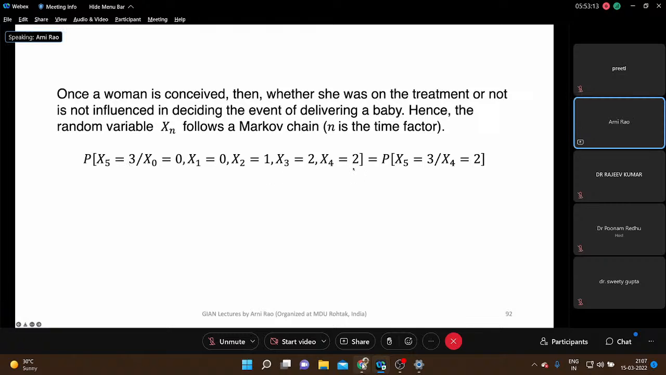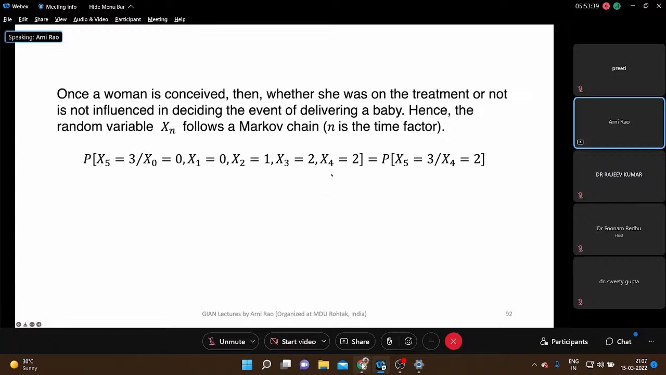Because the previous states are not influencing the delivery of a baby. How long she was infertile, or how long she was on treatment, is not influencing the delivery of a baby. Because once that woman is pregnant, automatically the previous steps, the joint distribution of this, is not needed. So this follows a Markov property.